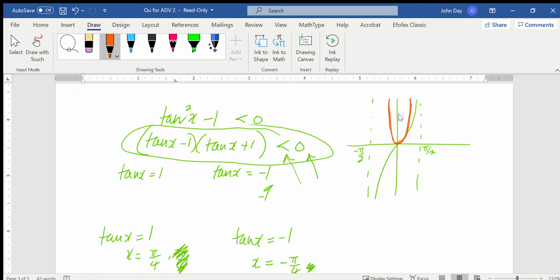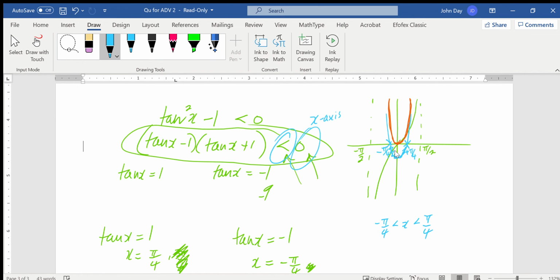And then it's saying tan squared x minus 1. So if I in blue just go down 1 unit, we're looking at this style of thing here. And I've just found where it cuts through these 2 points. I found it cuts through at minus pi on 4 and at pi on 4. And now the question says, where is it under the x-axis? So where is it under? Well, in this bit in here, it's under between minus pi on 4 and pi on 4.